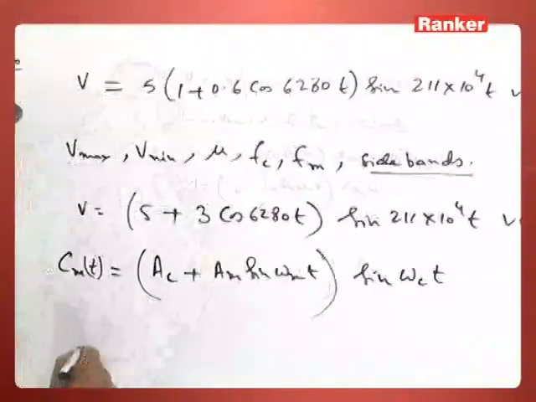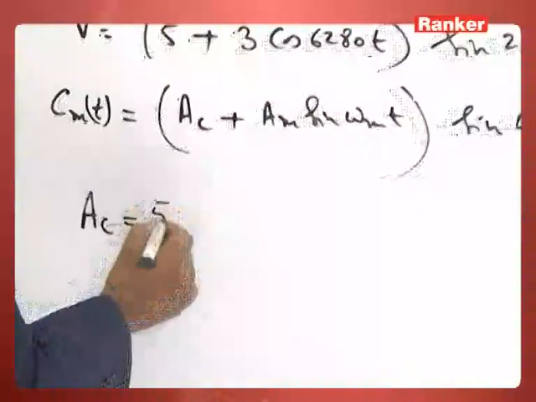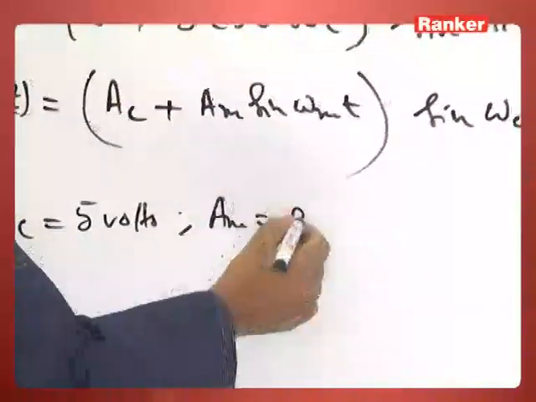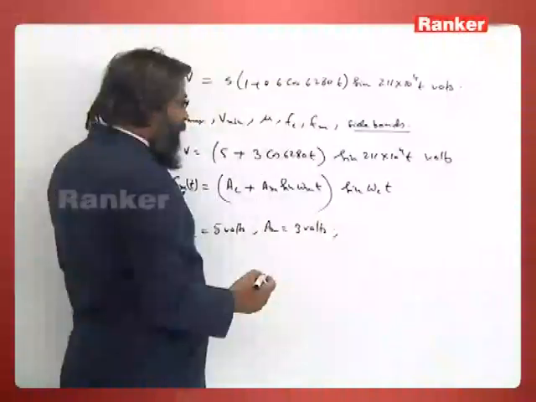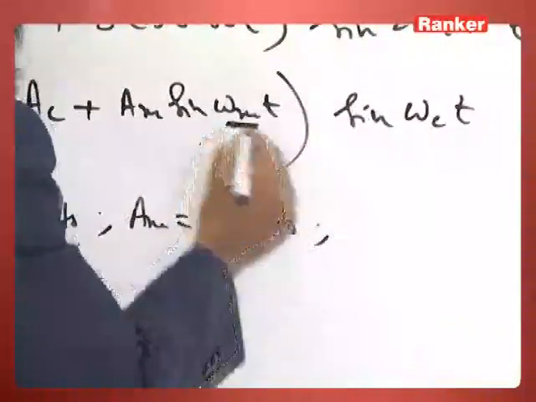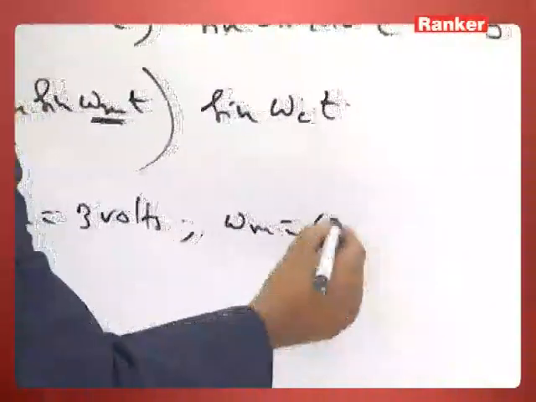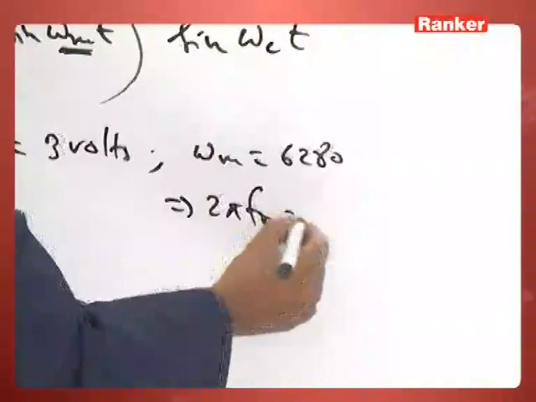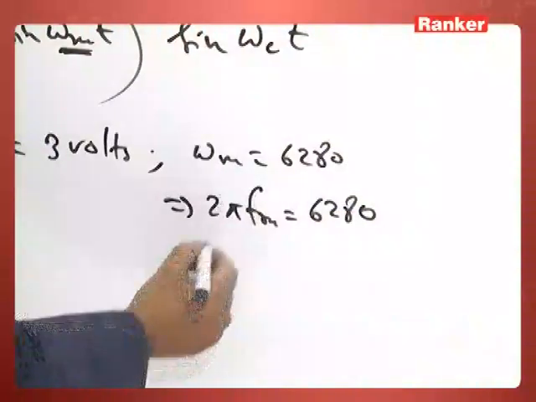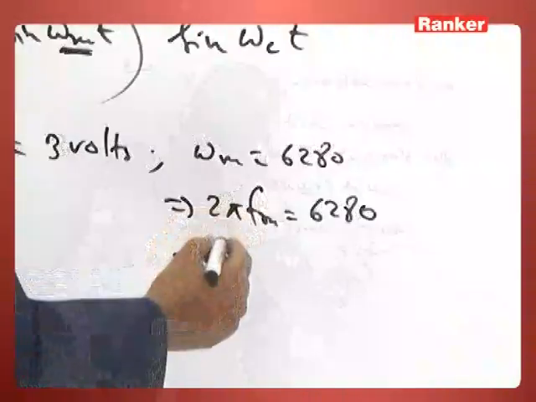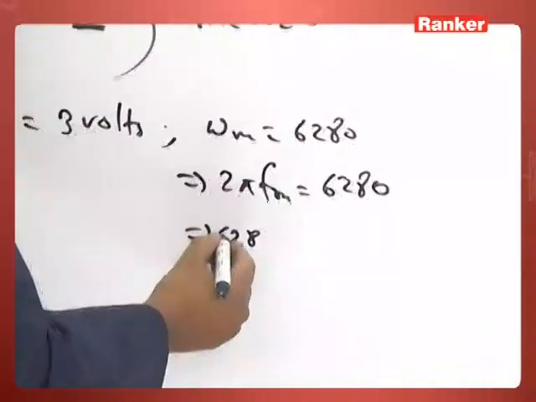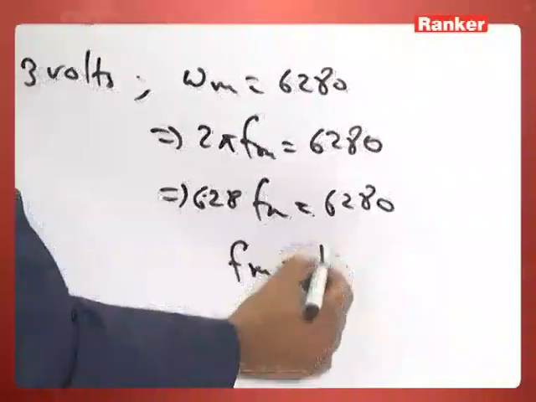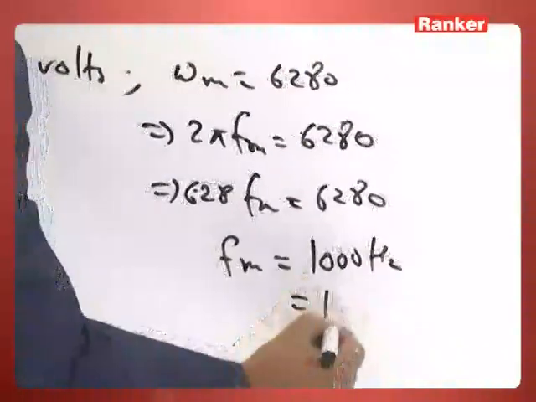So let us see what is this AC. We see AC is this 5 volts. The modulating wave amplitude is here, you see 3 volts. Let us calculate then omega m, which is given as 6280. That is omega m is 2 pi times the frequency of the modulating signal, 2 pi Fm is 6280. Now, pi is 3.14, that is 6.28 Fm is equal to 6280. So the frequency of the modulating signal becomes 1000 Hz, that is 1 kilohertz.